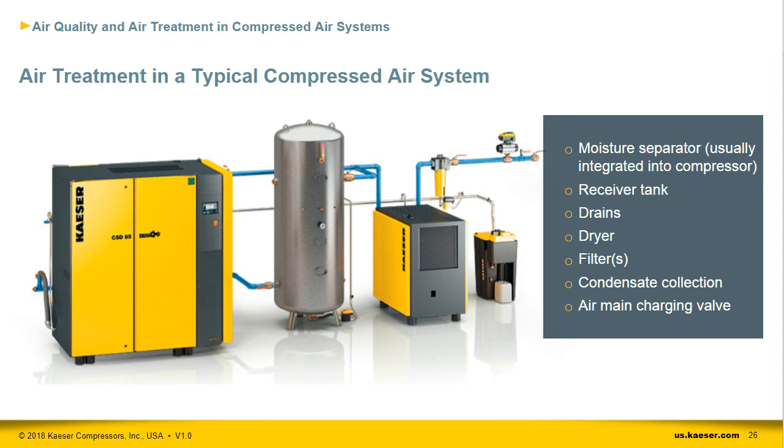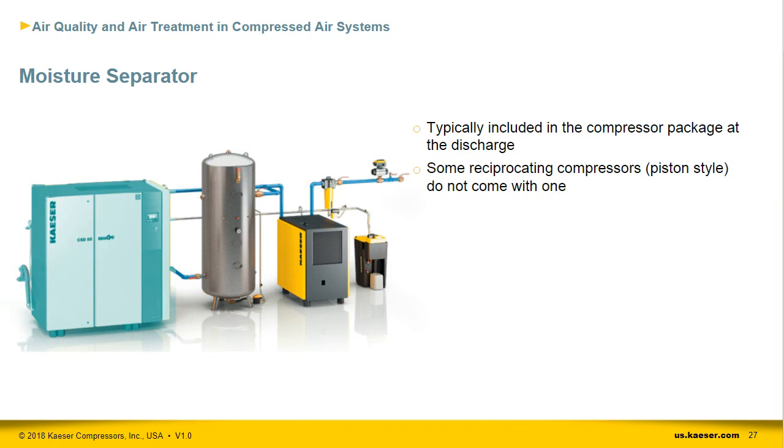The first air treatment element in our system is the moisture separator. So as you can see in the graphic above, I've highlighted the compressor to represent the moisture separator. This is because many compressors come with the moisture separator directly integrated into the package. If you have a compressor without one, like for example a reciprocating compressor or a piston compressor, then you'll want to install one near the compressor discharge.